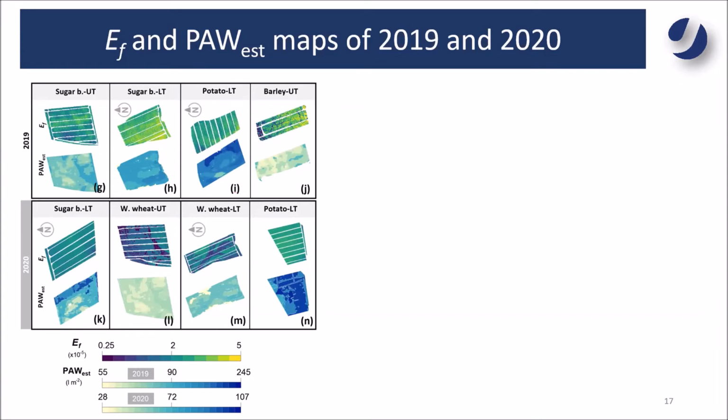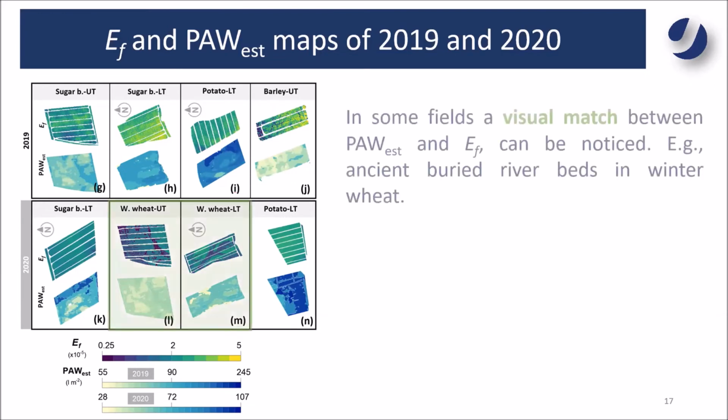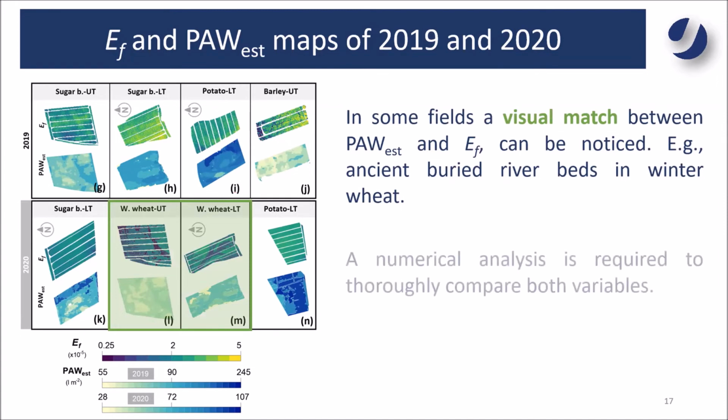These are the maps from 2019 and 2020. Again, you can see a visual match in some cases, but not always. And that's why we decided to proceed with a numerical analysis to truly compare both variables.